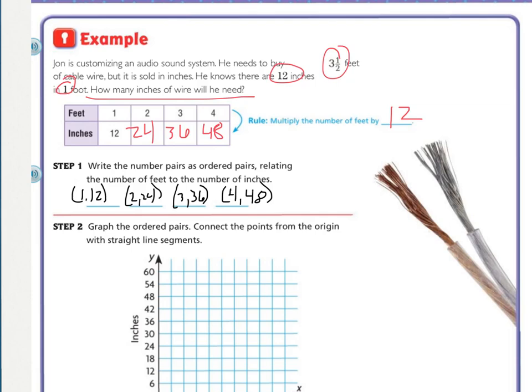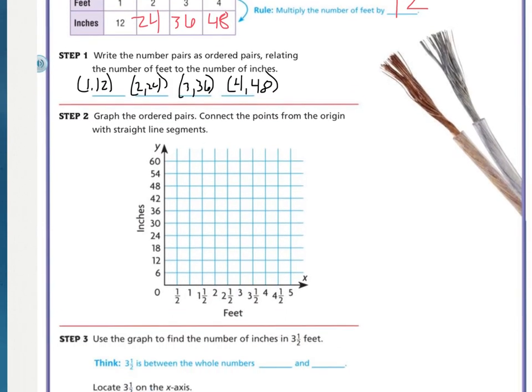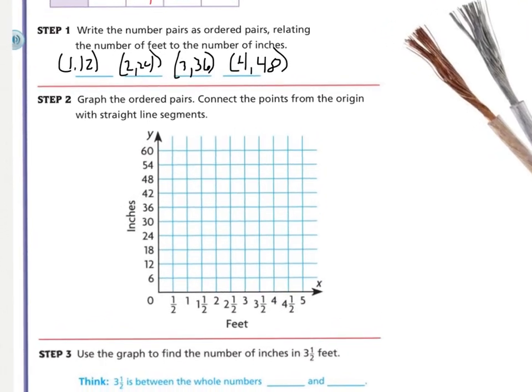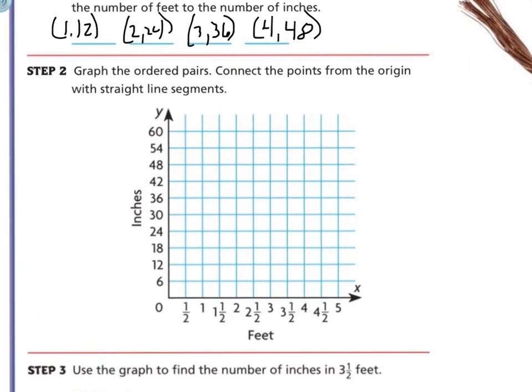You should have ended up with the table filling in the 24, the 36, the 48, because the rule is to multiply the number of feet by 12, and your ordered pairs should be (1, 12), (2, 24), (3, 36), and (4, 48). The next step is to actually graph these ordered pairs, and so you are going to make your dots. For the first dot, go over 1, up 12, place your dot. Press pause and plot your points.